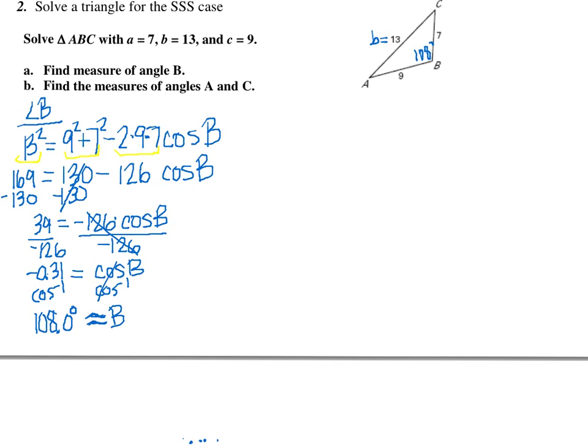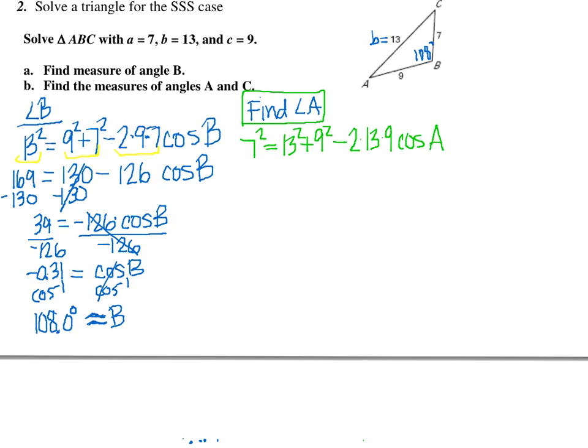Now we need to find the measures of angles A and C, so we'll start with finding angle A. We'll do this in another color just so it stands out a little better. So if we're going to find angle A next, A is the side that's going to be all alone. So across from angle A is the side that's length 7. So we're going to do 7 squared equals 13 squared plus 9 squared minus 2 times 13 times 9 times the cosine of A, because A is what I'm looking for.